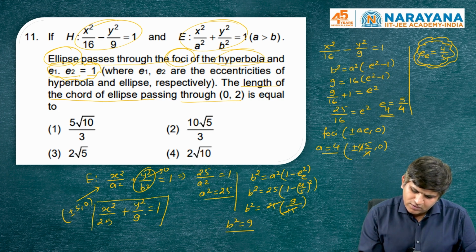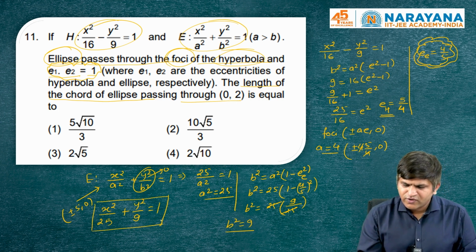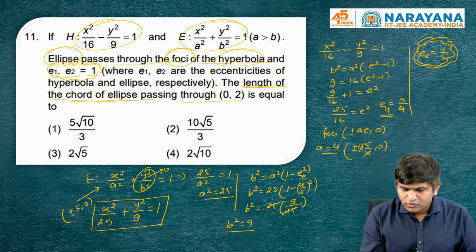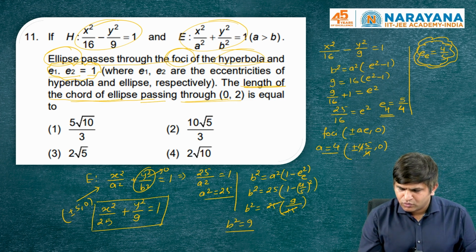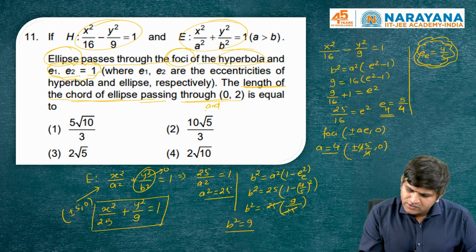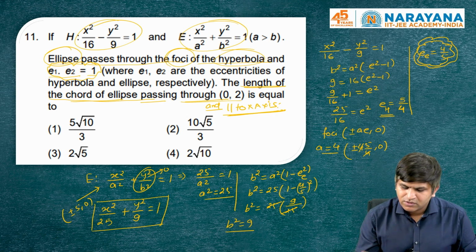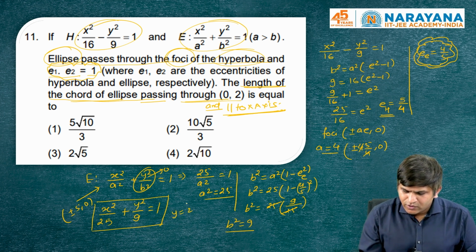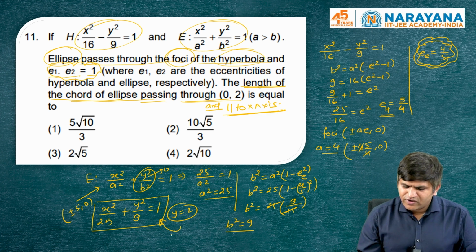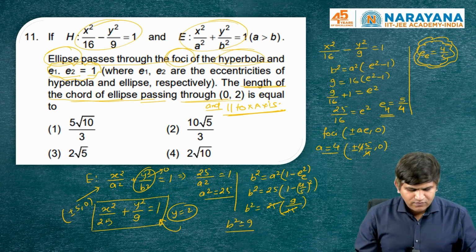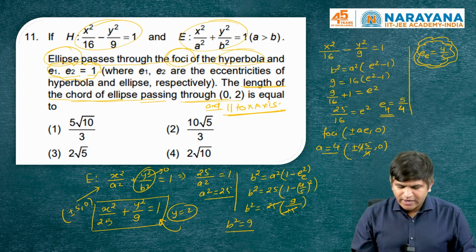So now that we know the equation of the ellipse, we have to find the length of the chord to the ellipse which is passing through 0 comma 2, and it should be mentioned, parallel to x-axis. So it is passing through the point 0 comma 2 and parallel to x-axis. So we can take it as y equal to 2. If we put y equal to 2 here, we will be getting x square by 25, and y equal to 2 if we put, so this is 4 by 9 equal to 1.